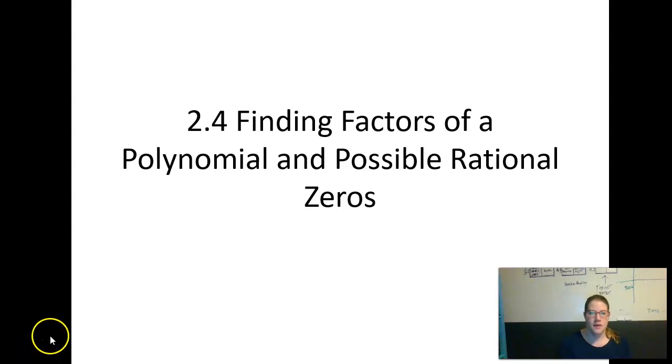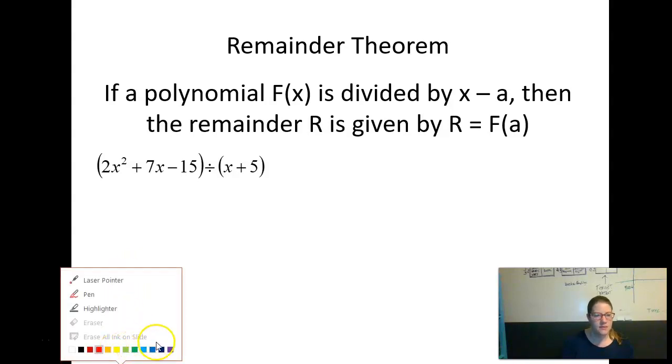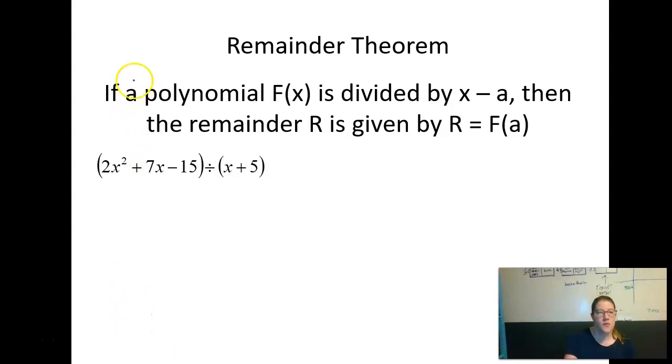All right, so today we are talking about finding factors of a polynomial and possible rational zeros. So we're just going to go ahead and get started right away. Remainder theorem says, and this is going to sound kind of confusing, but we're going to go through what each piece of this is saying. So don't get overwhelmed here.